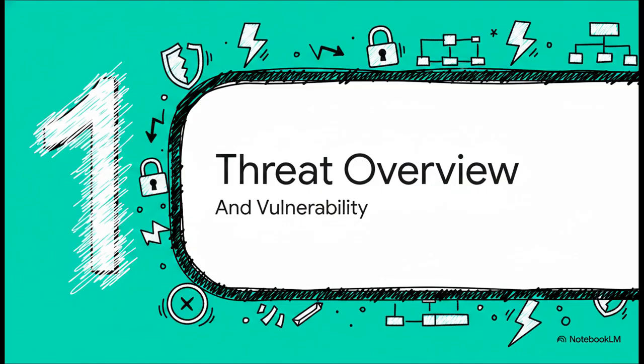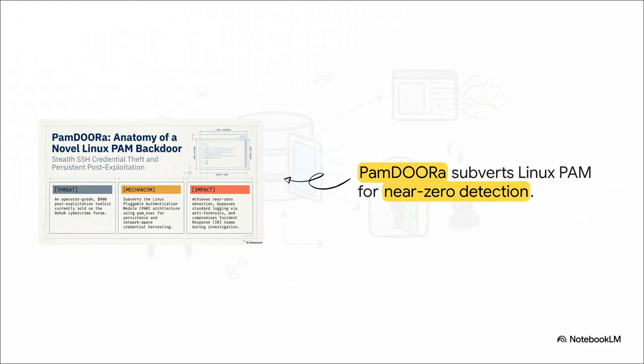Let's start by mapping out the landscape and pinpointing the exact systemic vulnerability that makes this backdoor so incredibly devastating. So, what exactly is PamDOOra? Well, as we can see here, it's a $900 post-exploitation toolkit currently being sold on the Rehub cybercrime forum. And the impact is massive. It achieves near-zero detection by aggressively bypassing standard logging.